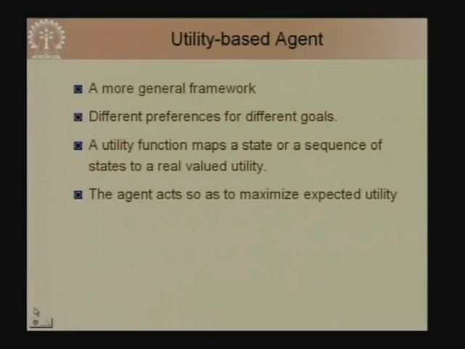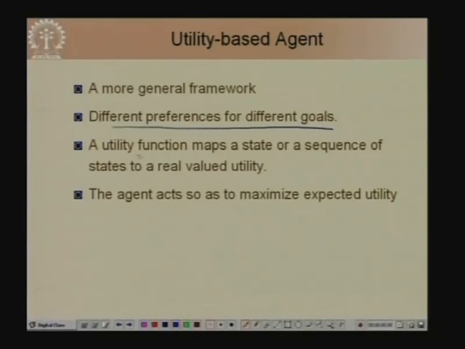Then thirdly, we have utility-based agents. Utility-based agents are akin to goal-based agent, but they are a more general framework. If an agent has several goals and it can achieve only some of them, these goals may have preference associated with them. Which goals are more preferable? So, in this case, we can talk about utility-based agents, where we have different preferences for different goals.